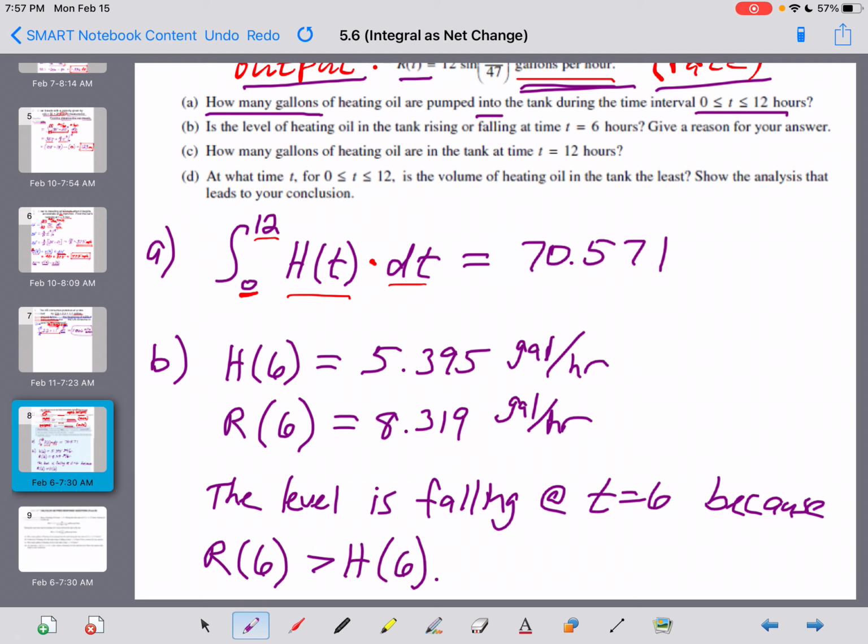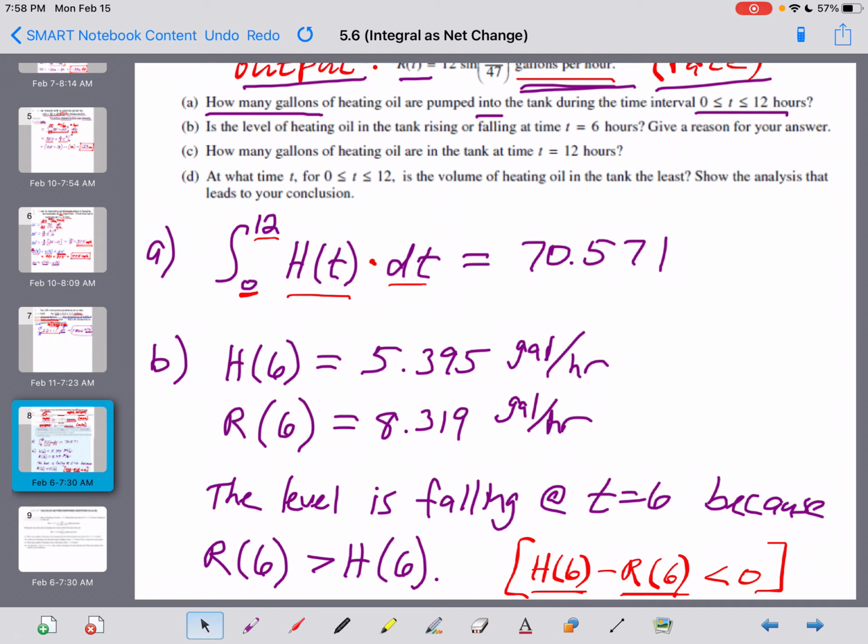Okay. Another way they might have justified it is that with H of 6 being the input rate and R of 6 being the output rate, they might have also justified it by saying then that H of 6 minus R of 6 is negative, which means then that the output rate exceeds the input rate. Both of those are valid ways, and they're both driving at the same conclusion. So I think those will both work.